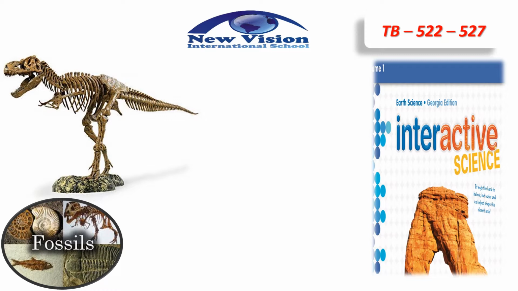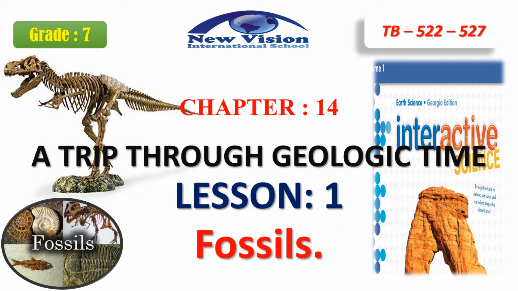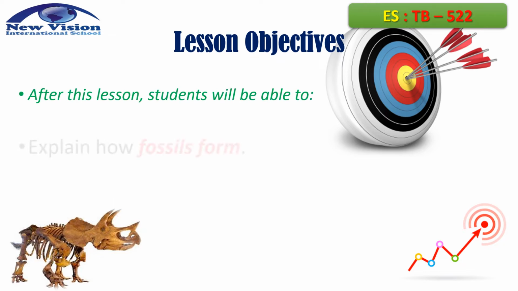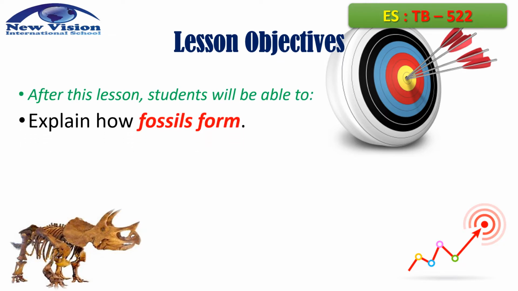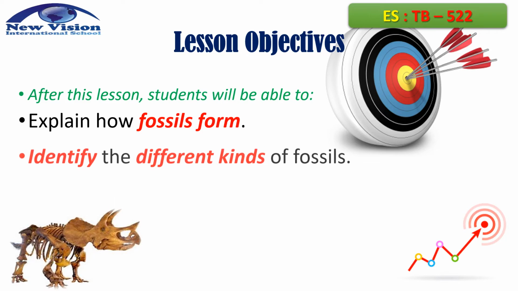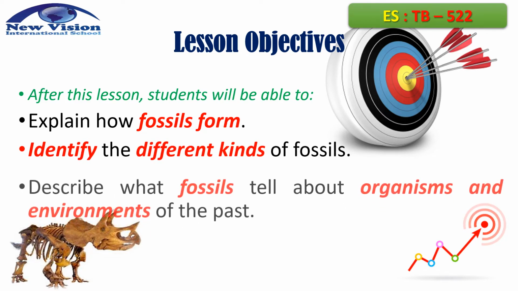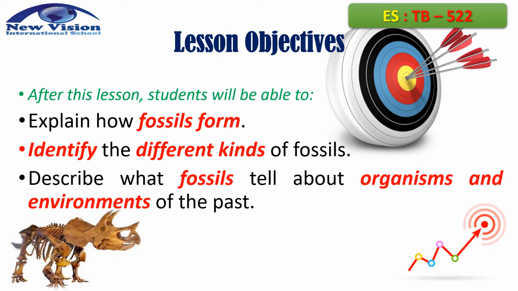522 to 527. Chapter 14, A Trip Through Geologic Time. Lesson number 1, Fossils. We can check the lesson objectives. Explain how fossils form. Identify the different kinds of fossils. Describe what fossils tell about organisms and environments of the past.